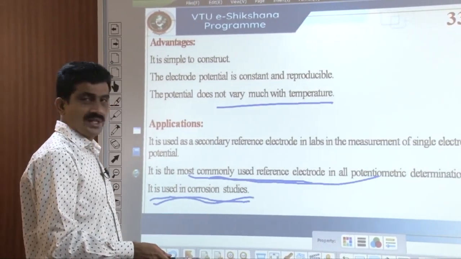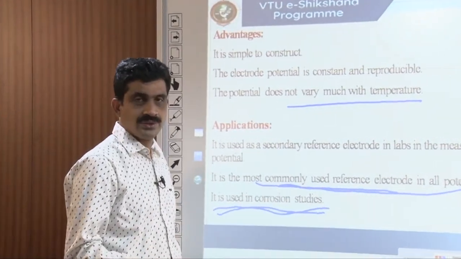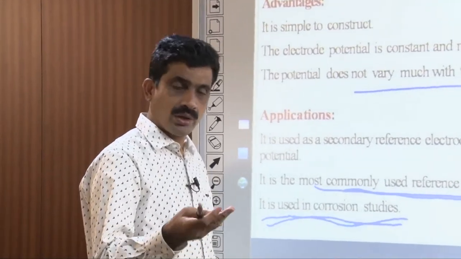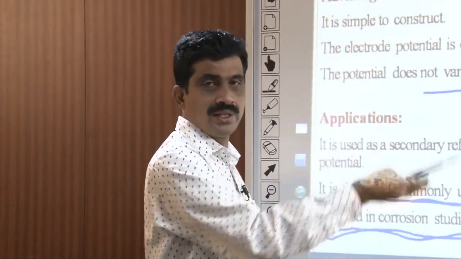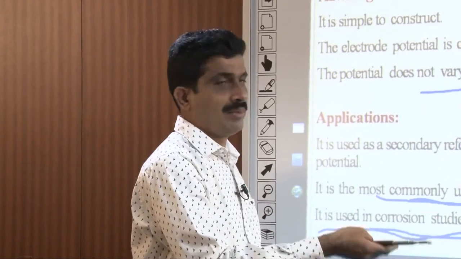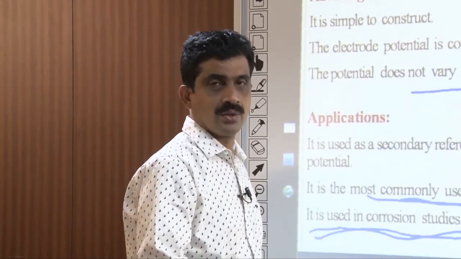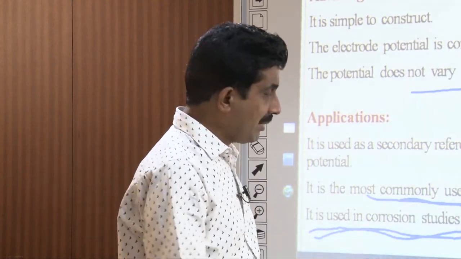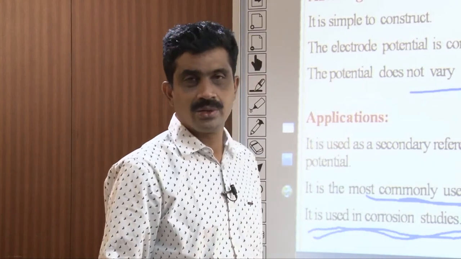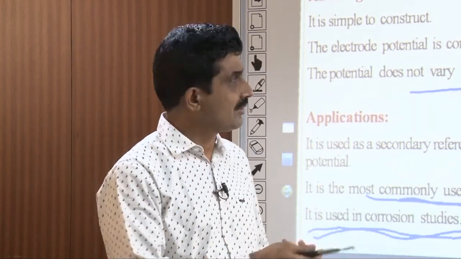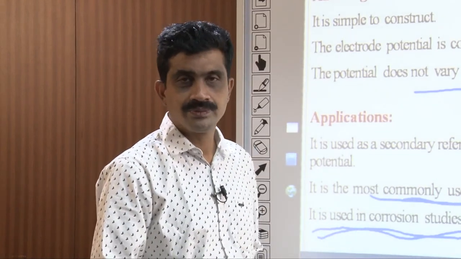So, in today's class, we have understood what an electrode is, what the different types of electrodes are, and what their functions are. All those different types we have understood: metal, metal insoluble salt electrode, ion selective electrode, gas electrode, redox electrode, metal, metal ion electrode. Then we have understood the meaning of reference electrode, and the different types of reference electrodes, primary reference electrode and secondary reference electrode.